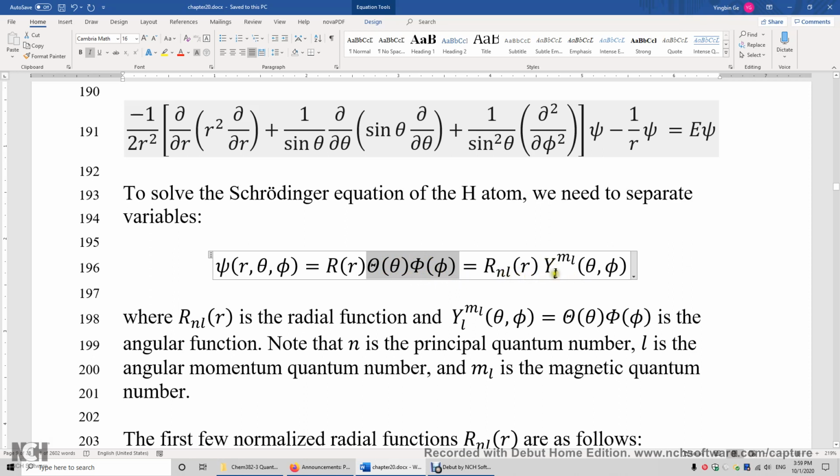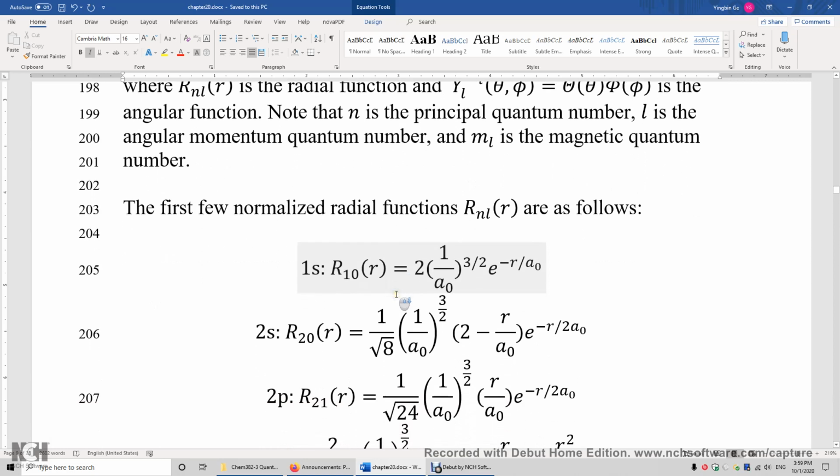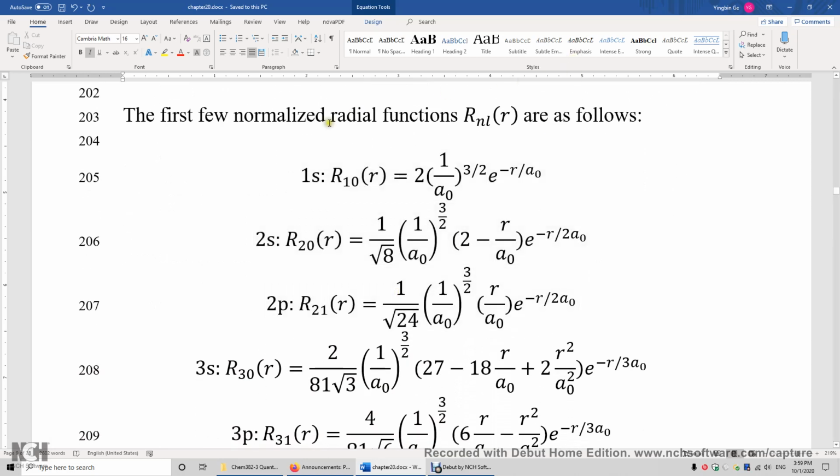And now let's look at some numbers here. N, L are integers. N is the principal quantum number, L is the angular momentum quantum number, M sub L is the magnetic quantum number. L gives you the angular momentum of the electron, and M sub L gives you the Z component of the angular momentum. All right, so first let's look at these radial functions, the functions of r, the radius.